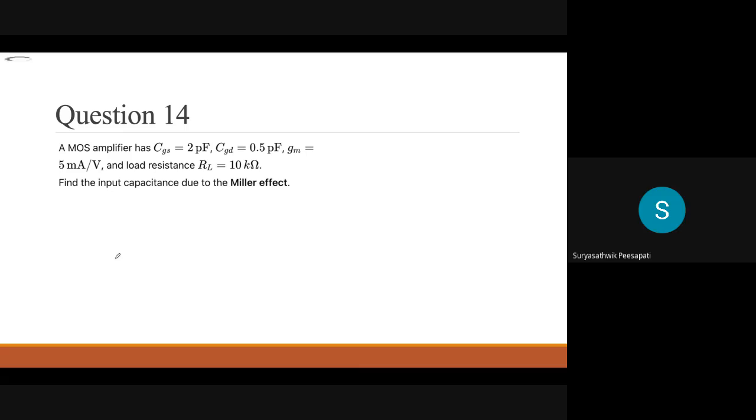Okay. AV is equal to minus gm into RL, ma'am. So here you have to find out the input capacitance. Tell me how to find this C input. What is the formula here? C input equals CGS plus CGD into (1 plus gm RL).